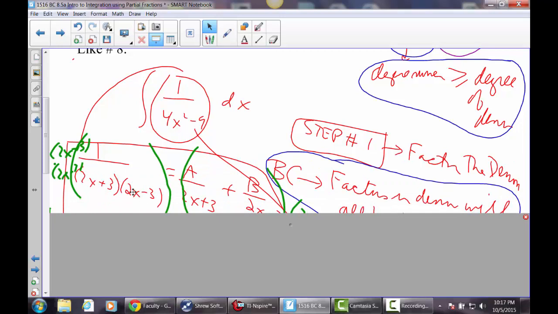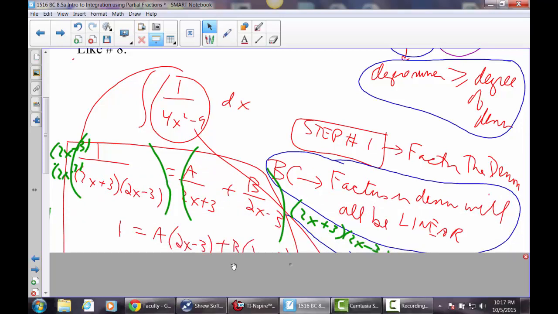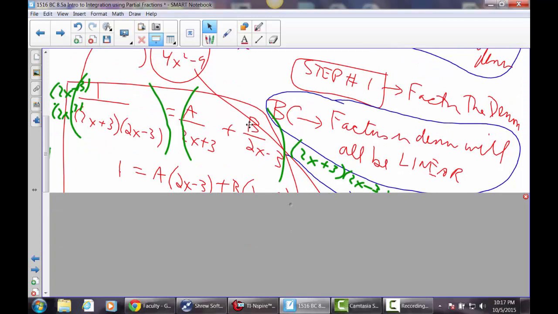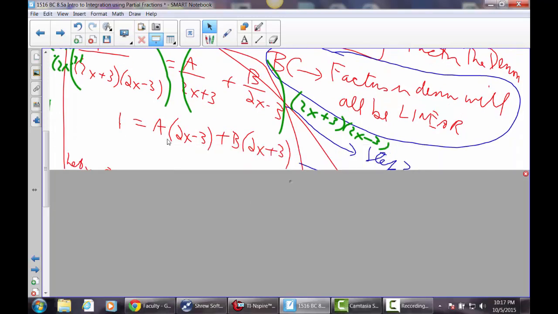Okay, so this one's not a Dolly, so the first thing I do is factor the denominator: 2x plus 3 times 2x minus 3. Then I rewrite it as a sum of two fractions, one with the denominator 2x plus 3, the other with the denominator 2x minus 3. I'll call those numerators A and B. Multiply both sides by the LCD, and you get this equation.